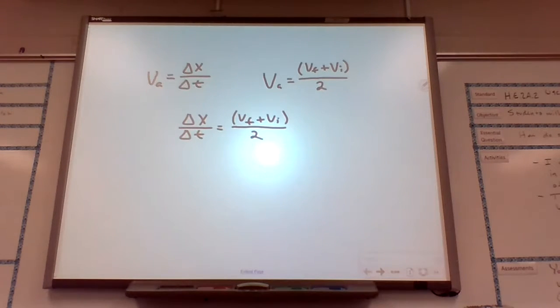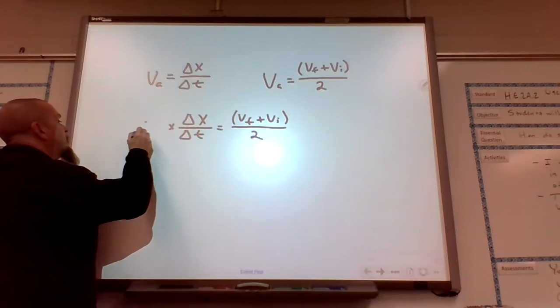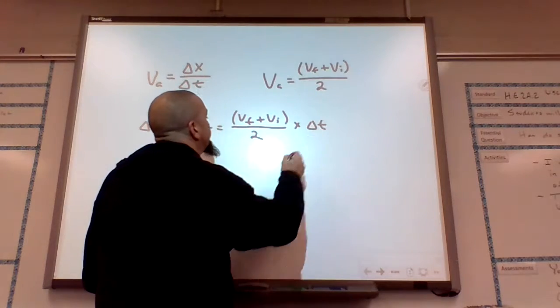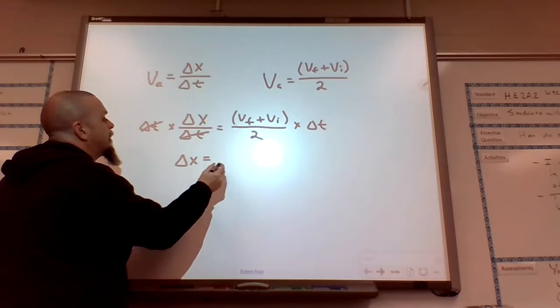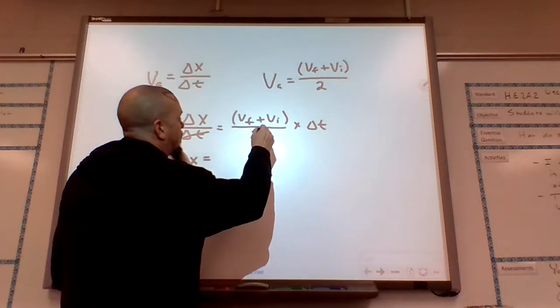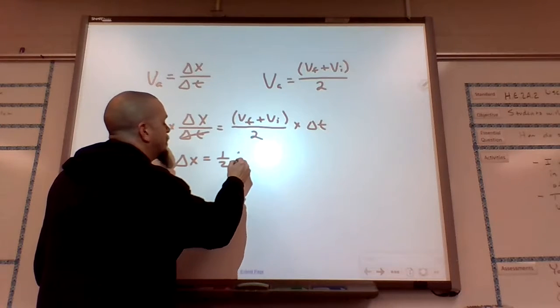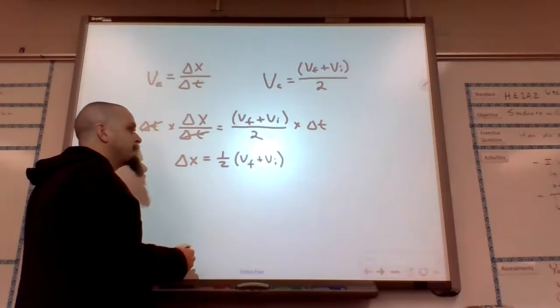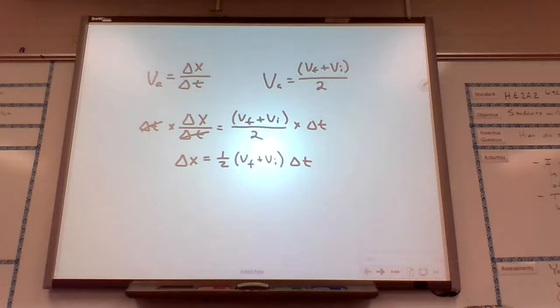And then we solved it for delta x. And the way we solve for delta x is by multiplying both sides by delta t. So delta x equals, we took this expression, instead of saying this divided by 2, 1/2 times VF plus VI, mathematically the same thing, times delta t. And that was the first kinematic equation that we learned about in class.